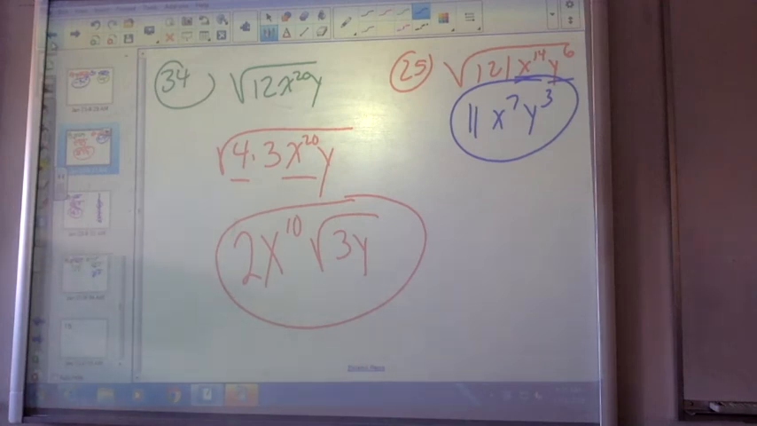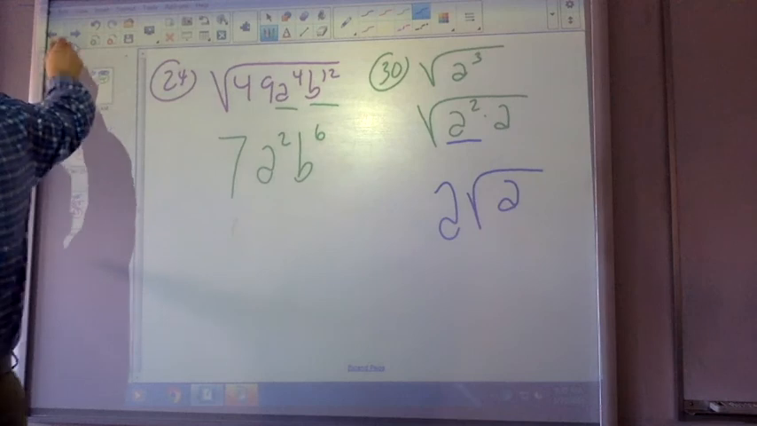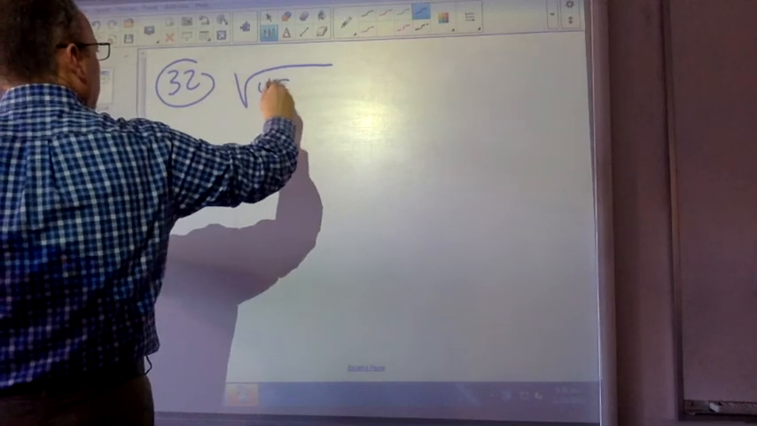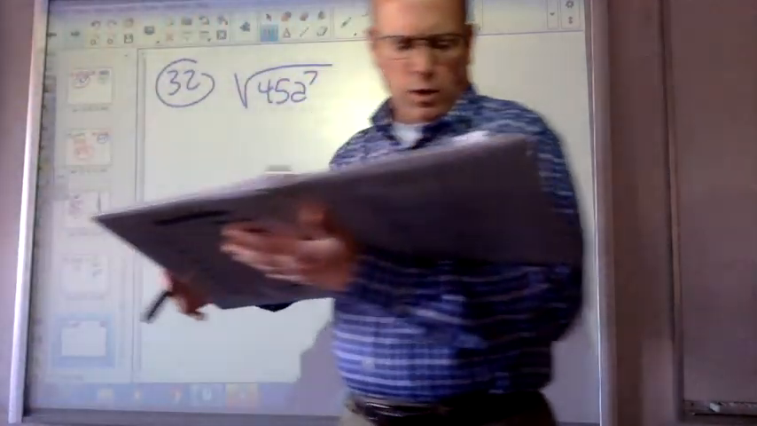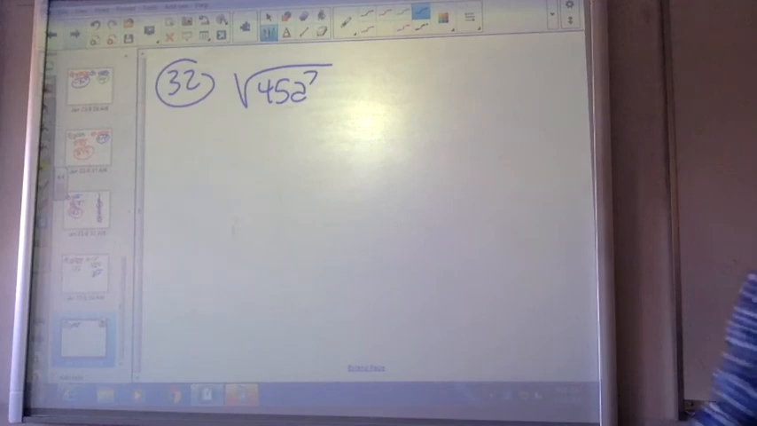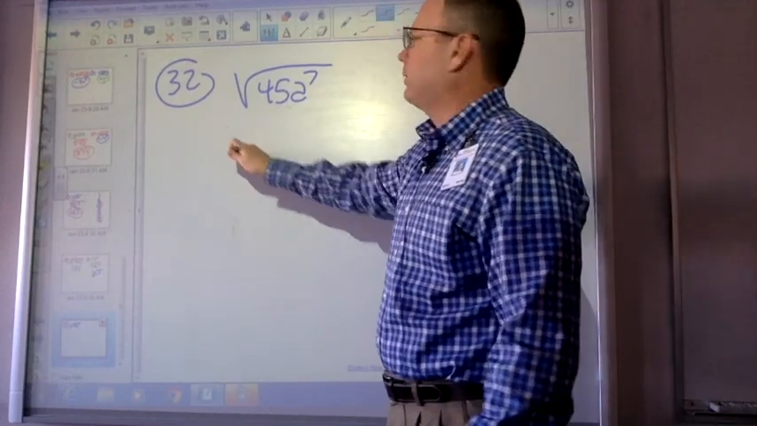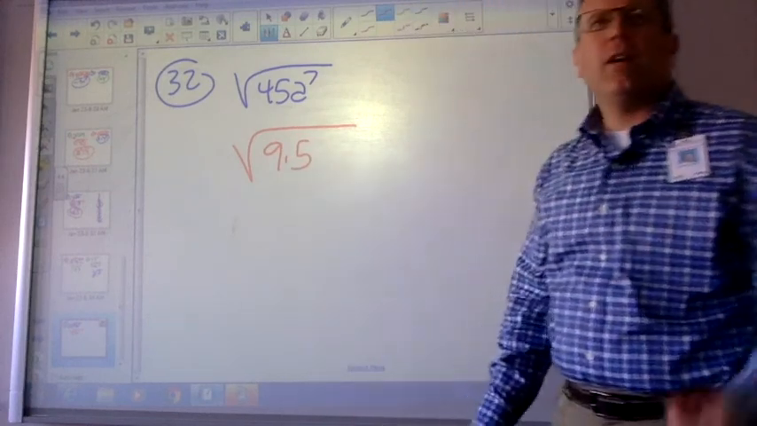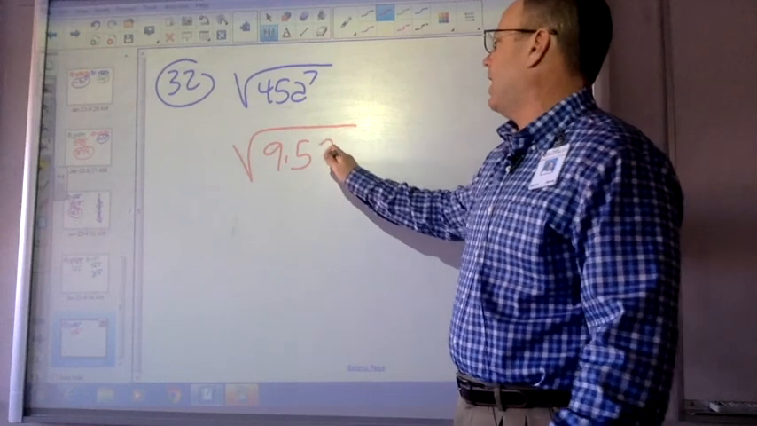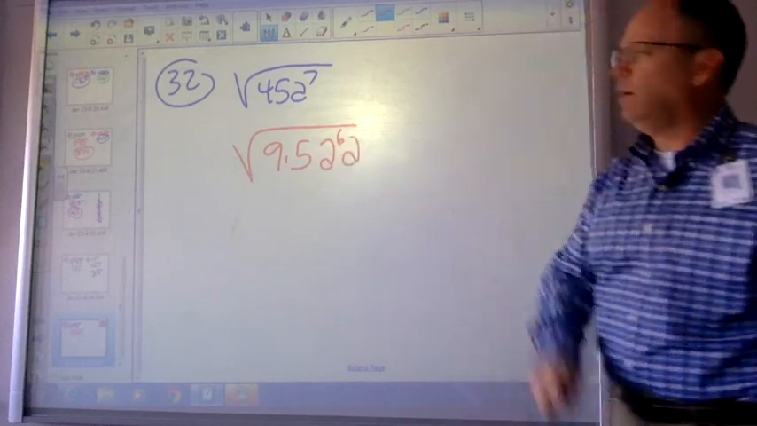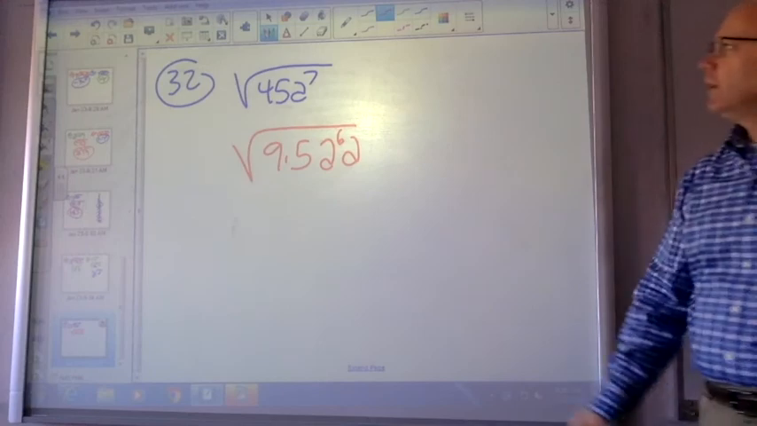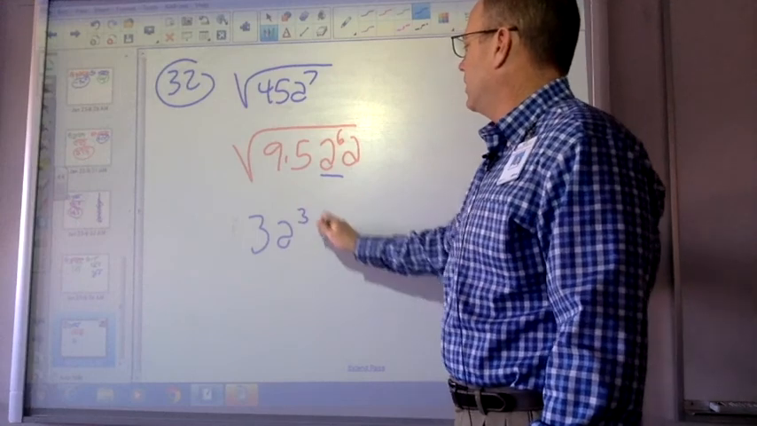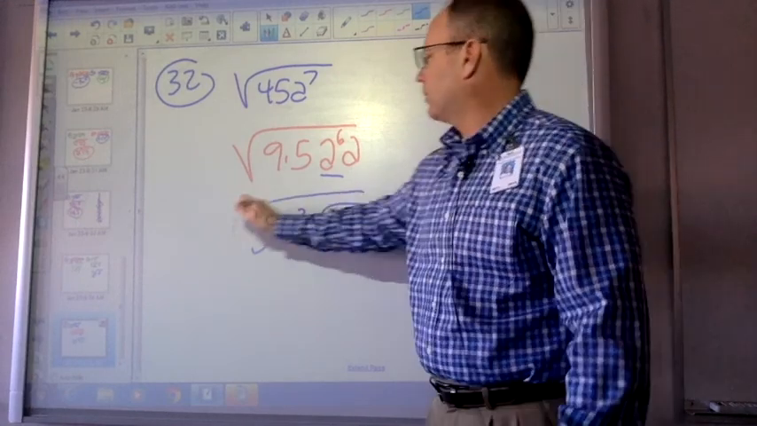And then let me do 32 because I can see how that might get confusing. For 32, we have the square root of 45a to the 7th under the radical. Well, I know that 9 times 5 is 45, and 9 is a perfect square. Agreed? And then if I'm going to break a to the 7th and make it a perfect square, I need a to the 6th and a being multiplied together. Is that all right? Square root of 9 is 3. Square root of a to the 6th is a to the 3rd. Then I'm left with 5a underneath the radical.